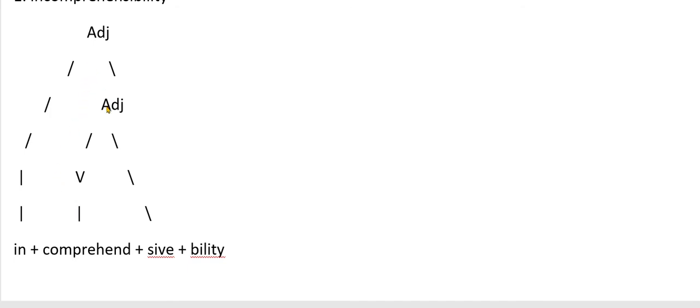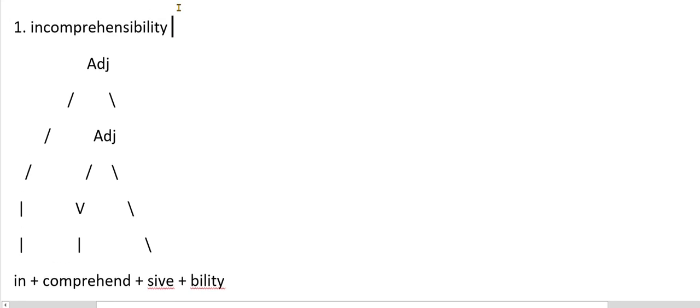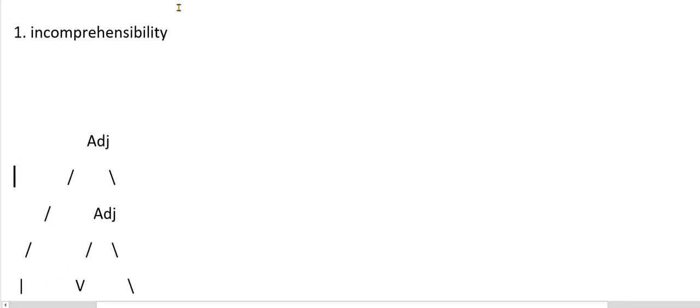Now, I could have gone just as easily from comprehensive to comprehensibility, and that would have changed it to a noun, but I decided to go the other way. So just remember, there's flexibility in how you do your word diagrams.